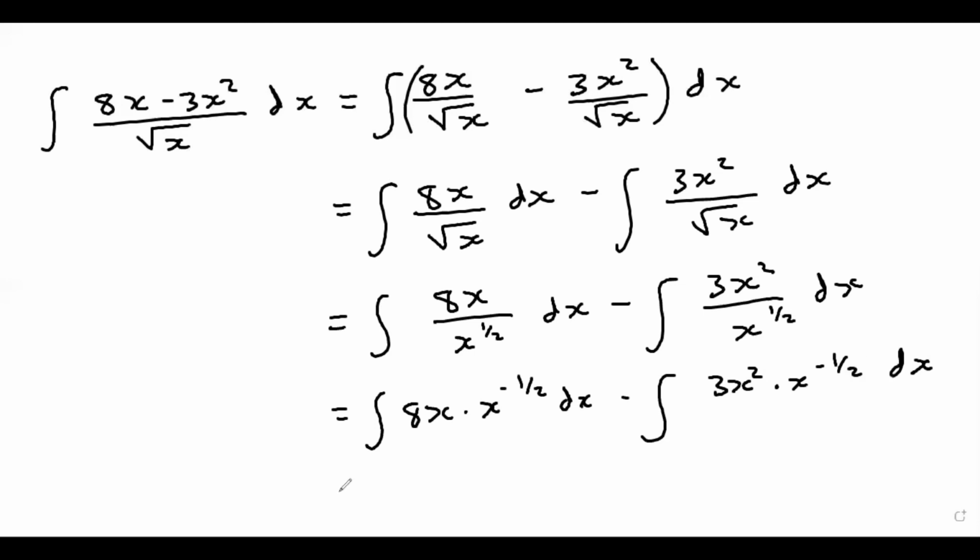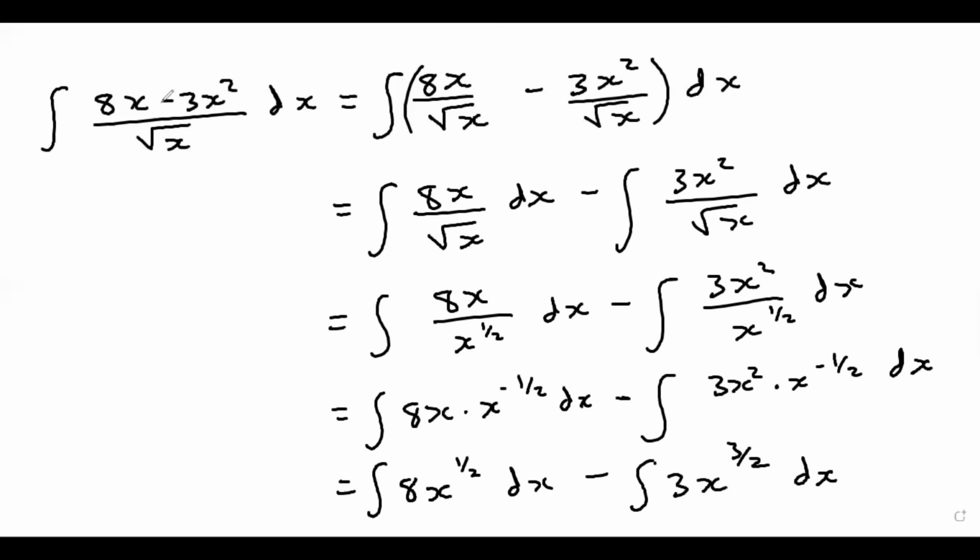Again, when we're multiplying the same bases, we add the powers. So it'll be the integral of 8x. So 1 minus a half, that would be a half. And then 2 minus a half, that would be 3 over 2. So it'll be the integral of 3x to the 3 over 2 dx. So now we can actually integrate from here.